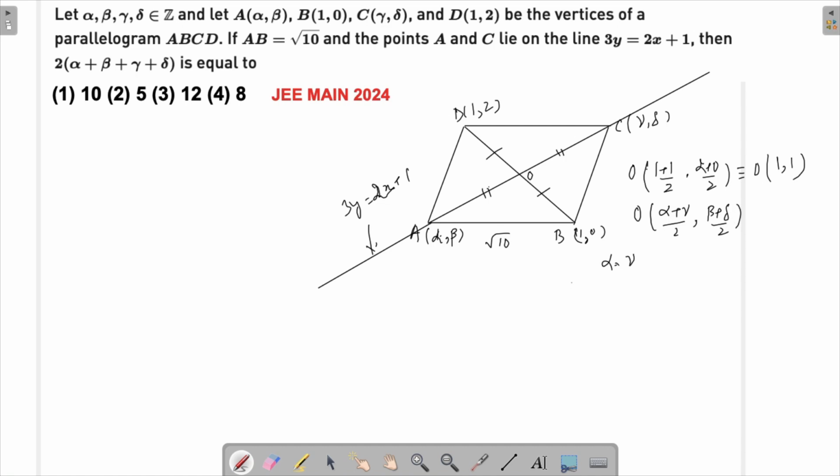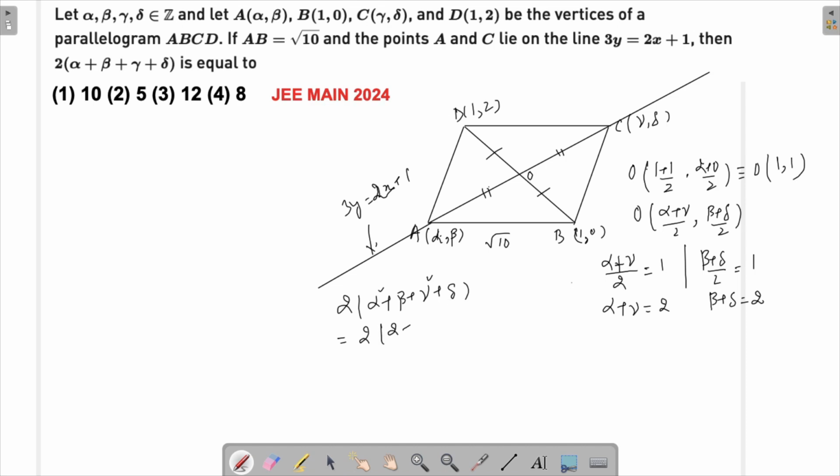So my alpha plus gamma by 2 should be equal to 1, and my beta plus delta by 2 should be equal to 1. And this will give me alpha plus gamma equals 2, and this will give me beta plus delta equals 2. What I'm interested to find out is 2 times alpha plus beta plus gamma plus delta, right? So individually, I don't have to evaluate the values, but rather I could just put these values, because alpha plus gamma is 2 and beta plus delta is 2.